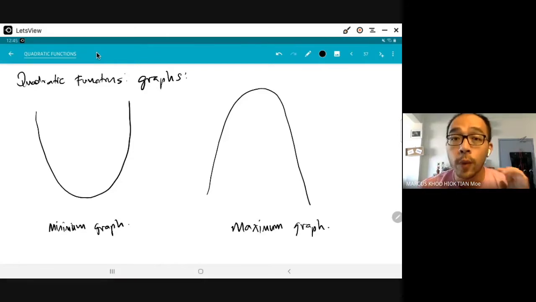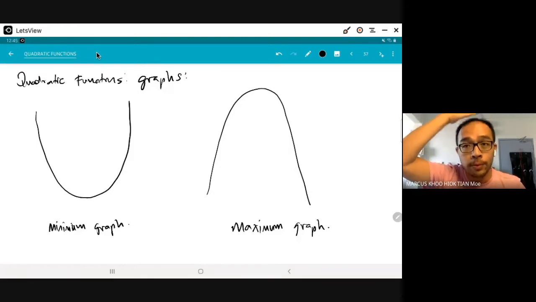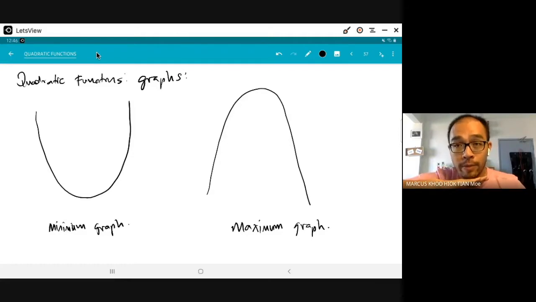Okay, so if you want to make it easier for you to remember, kamu ingat sajalah kamu punya bentuk kepala. On top here is maximum, at the down here is minimum. And because this is the bottom of your head and this is the top of your head. So maximum graph, minimum graph. Okay, that's how you remember this.